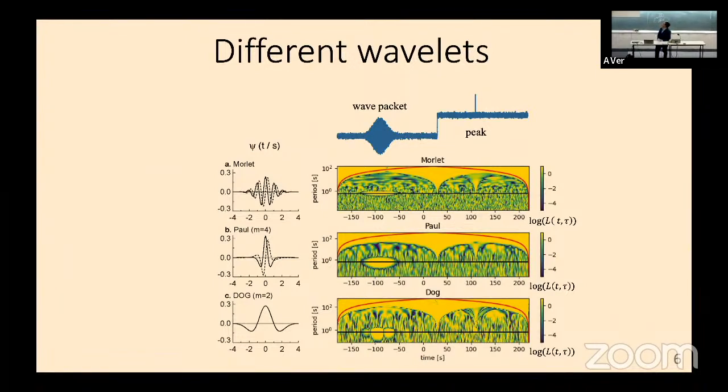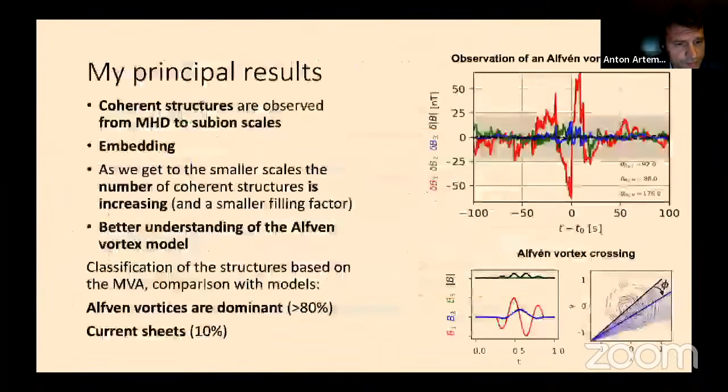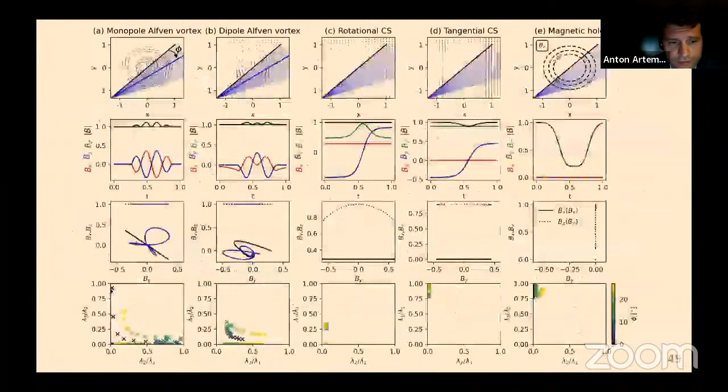Yep, thanks, Sasha. Interesting presentation. Let me ask a little bit more about the technical things related to the MVA technique. If I understand correctly, that's the main technique you apply to determine the dimensionality of your structures, like two-dimensional versus one, depending on the eigenvalues. Of course, it's not the ideal type of technique. There are many problems with this analysis of single spacecraft data set.